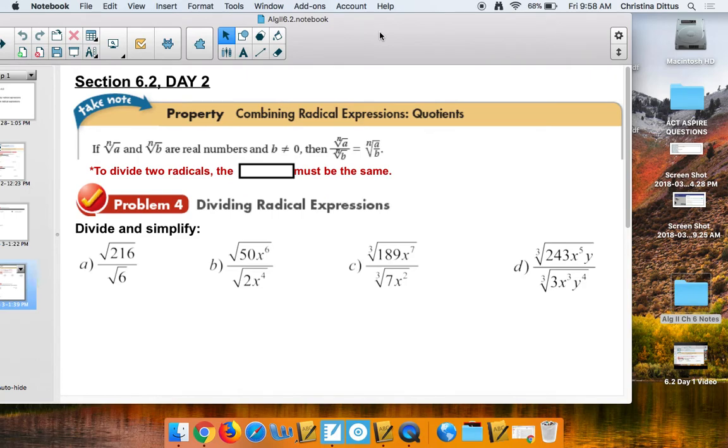Yesterday we multiplied, today we are dividing. Remind me, how we multiplied yesterday, what was the first thing that we checked? Index. What about it? It had to be the same. Good news, same rule applies. To divide, again, the index must be the same.